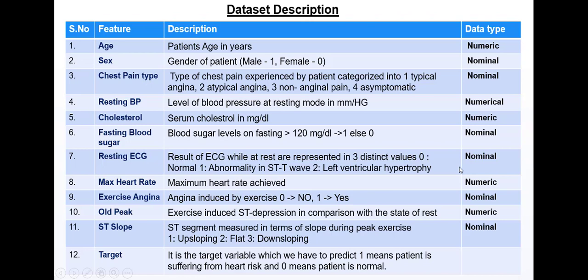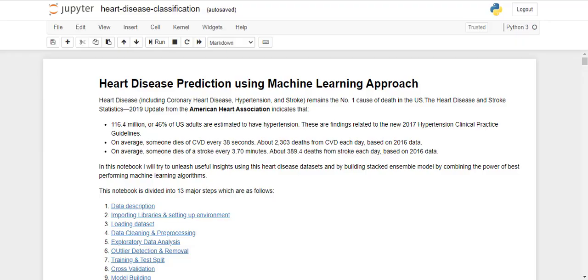And the last is our target variable, which has a value of 1 if you have heart disease, if you are suffering from heart risk, and 0 if the patient is normal. So this is the total description of the features of the dataset notebook, and we'll see how we will do the coding part.